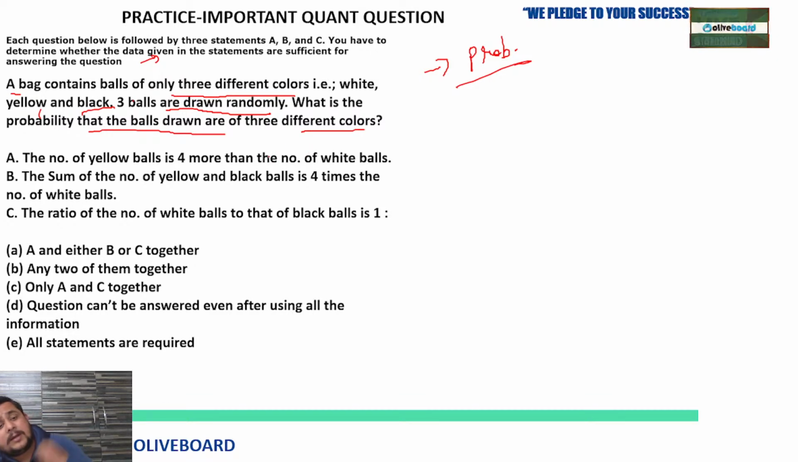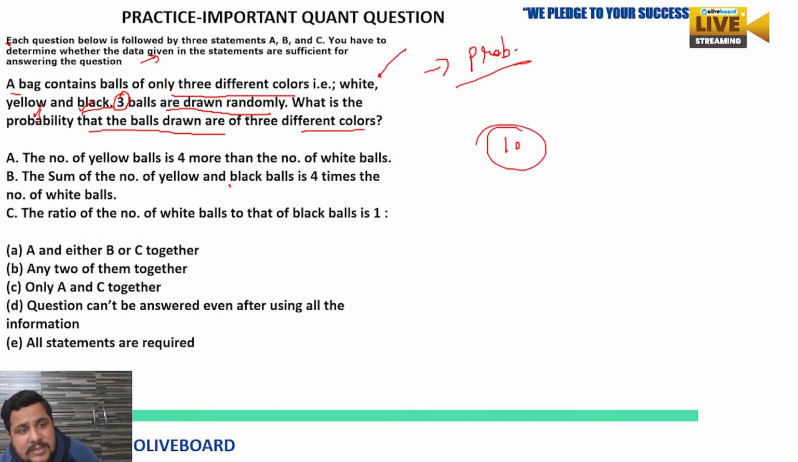So three different colors, that we can find out easily. But first of all, we have to take out three balls from the bag. But we must know how many white balls are there, how many yellow balls are there, how many black balls are there, right? Then only we can decide the total number of balls. And out of those balls, we need to take three balls, and all three must be of different color. So that data we need to find out, whether it is given in these statements or not.